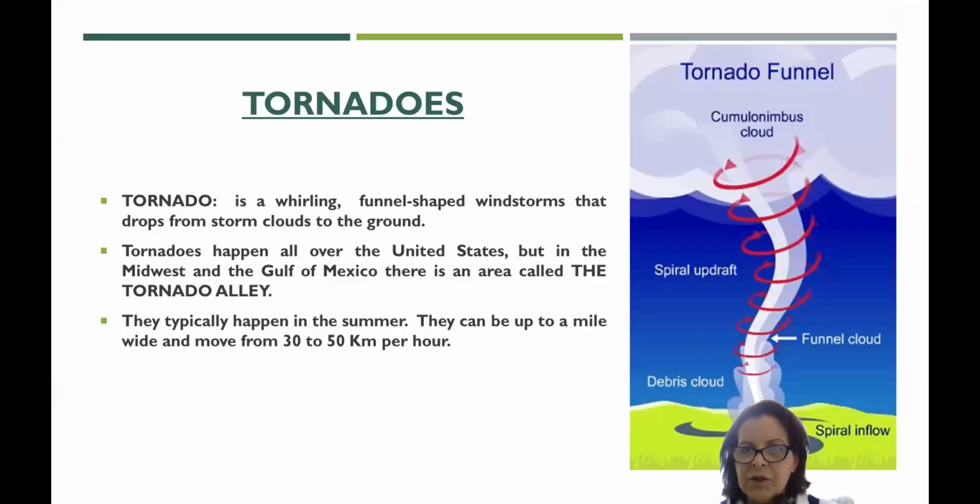First of all, we'll talk about what a tornado is. We're going to explain that a tornado is a whirling funnel-shaped windstorm that drops from a storm cloud to the ground. How does it form? In the United States, there is an area called Tornado Alley, which is in the southern states in the Midwest, together with the Gulf of Mexico. Normally this happens during the summer, and it can have a velocity of 30 to 50 kilometers per hour.